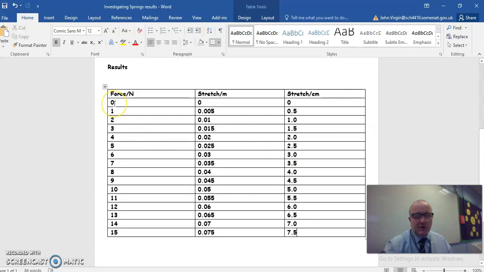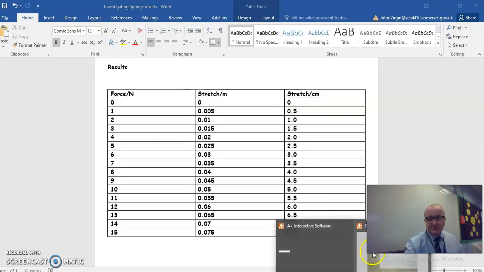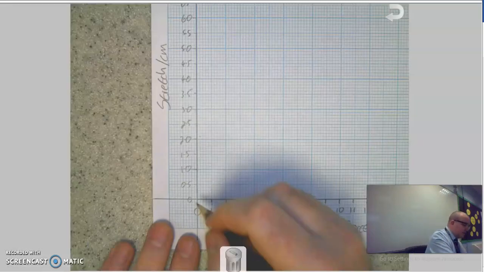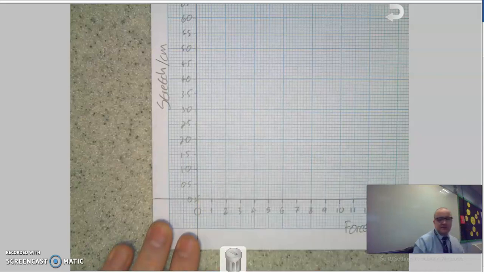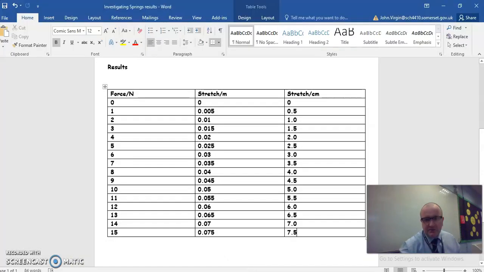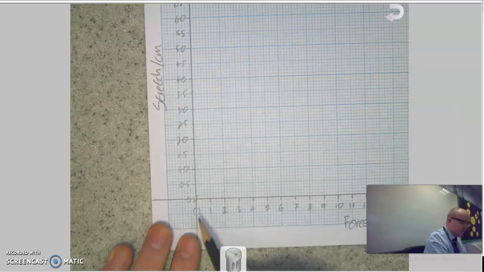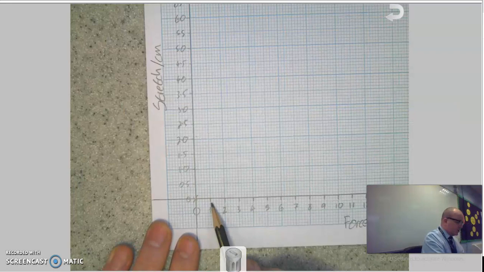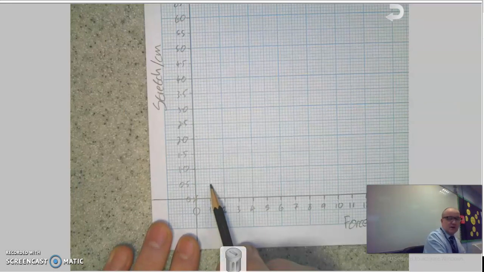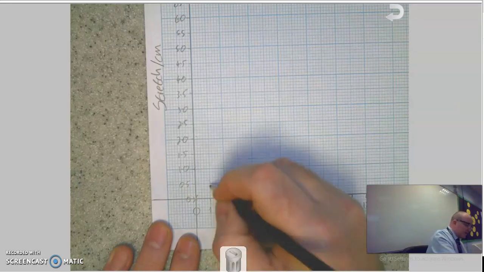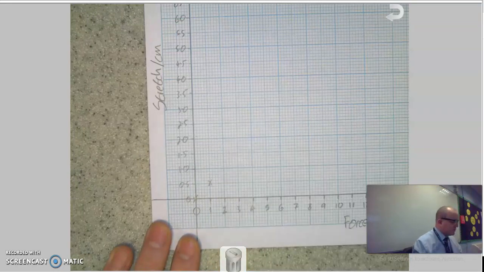So we know the first result we've got: when the force was 0, obviously the stretch was 0. So I can add a little cross here at the origin. Okay, let's go back to my results again. When the force was 1 Newton, the stretch was 0.5. So I'm going to go back to my graph. We go along to 1 Newton, we go up to 0.5, and I make a little mark on my graph.